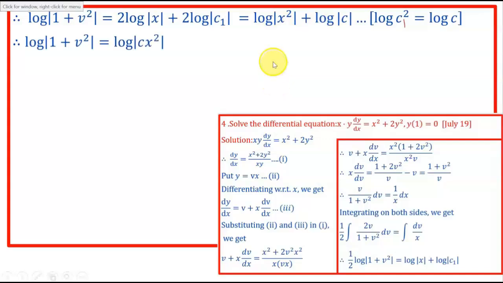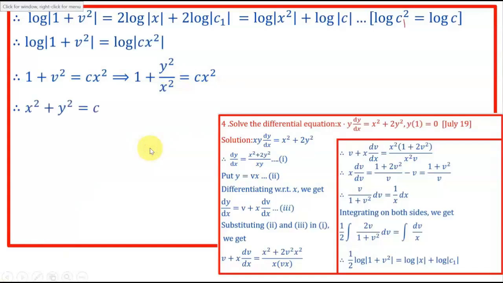Next, here the sum of these two logs, log of m plus log of n, means log of m into n, that is, log of c into x square. Now next, taking the antilog on both sides, you will have 1 plus v square is equal to c x square. It implies that v is y upon x. Therefore v square means y square upon x square. 1 plus y square upon x square is equal to c x square.